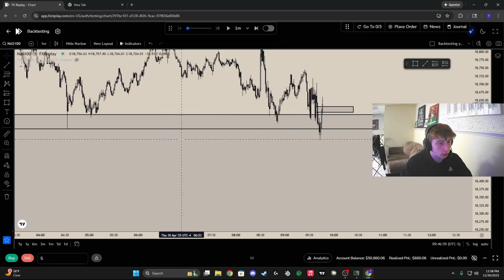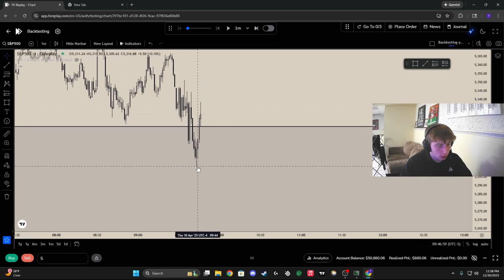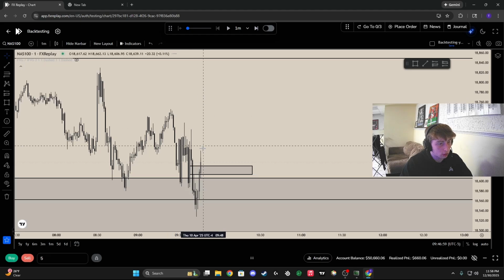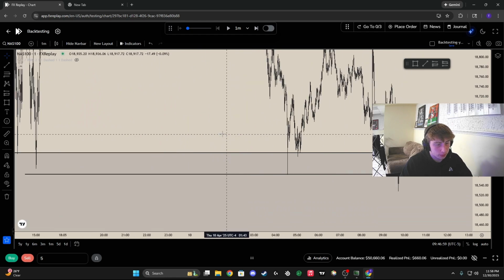What I'm looking for right now is an internal SMT. Let's see. The 943 low. What's the lowest on this? 943. No internal, no external SMT.